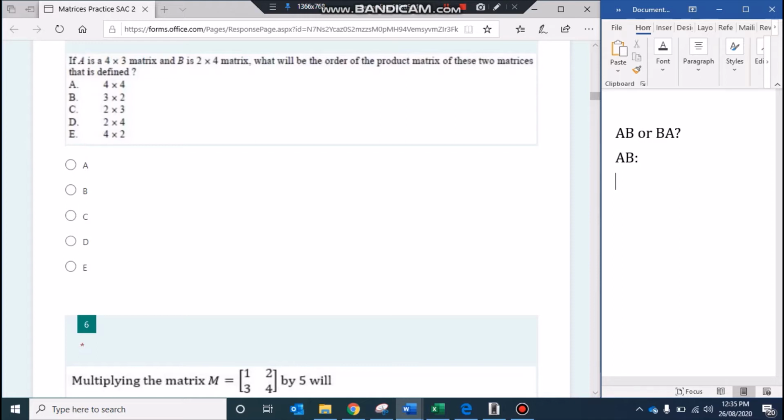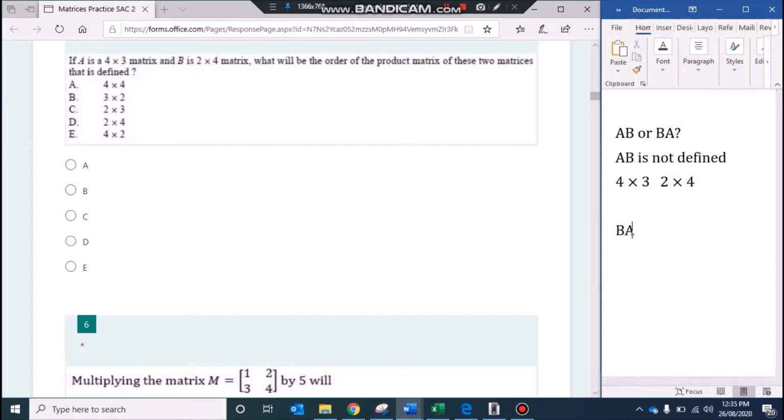When you're multiplying A by B, you've got a 4 by 3 matrix multiplied by a 2 by 4 matrix. Now, if you remember back into your matrix multiplication notes, in order for a product to be defined, the two middle numbers need to be the same. So the number of columns in A needs to be the same as the number of rows of B. And in this case, that's not the case. So AB is actually not defined.